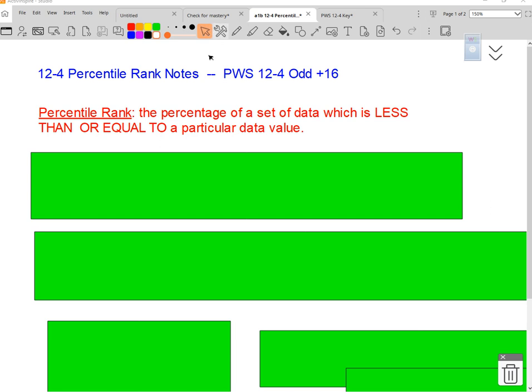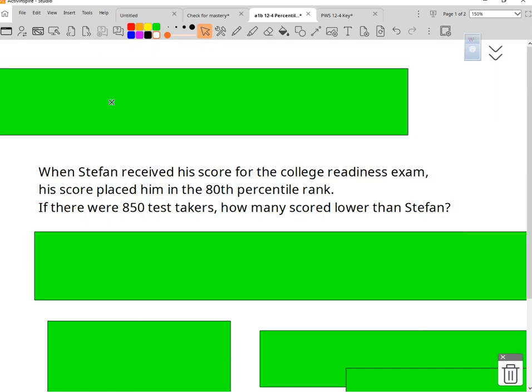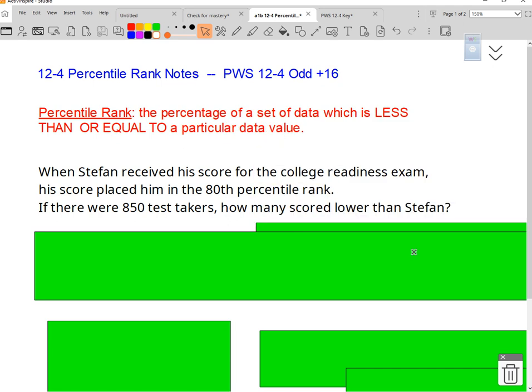Alright, so percentile rank: the percentage of a set of data which is less than or equal to a particular data value. So we're going to write this example.